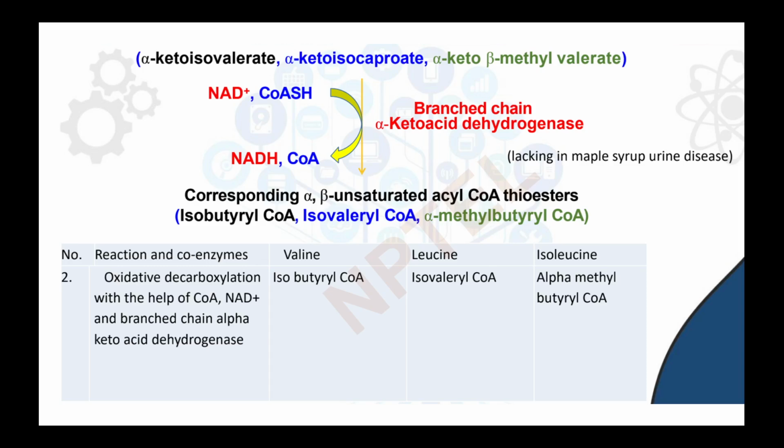Okay, so for valine, the product is isobutyryl coenzyme A. For leucine, the product is isovaleryl coenzyme A, and for isoleucine, the product is alpha methyl butyryl coenzyme A.